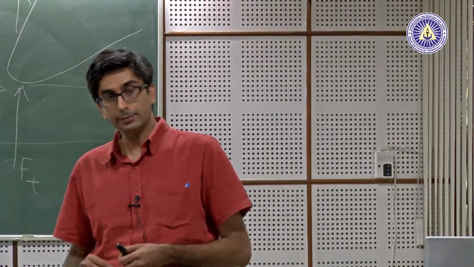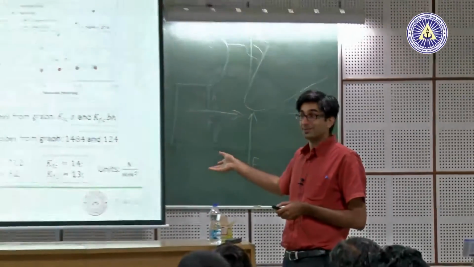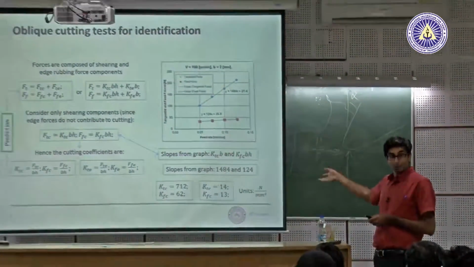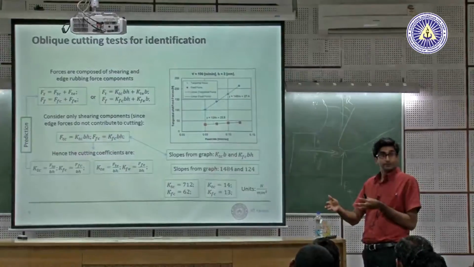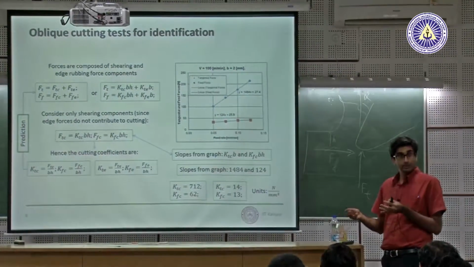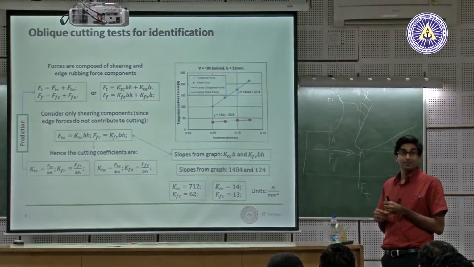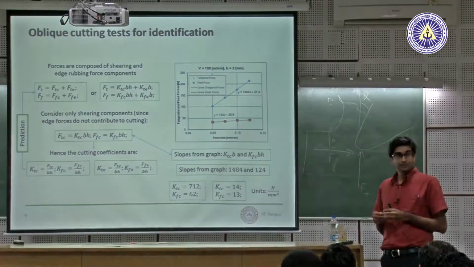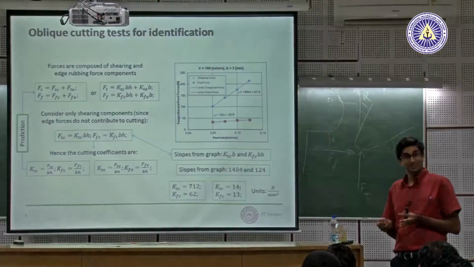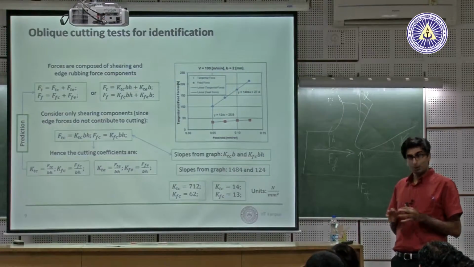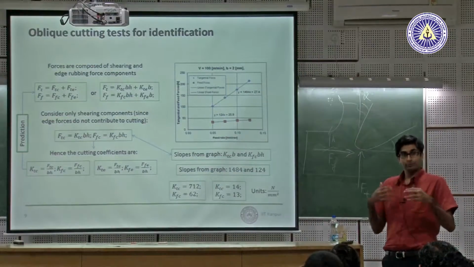This will change if you add lubrication. We can't use lubrication because we have a dynamometer which does not tolerate fluid. So we can't do this coefficient identification in wet conditions. But in wet conditions, forces are different.